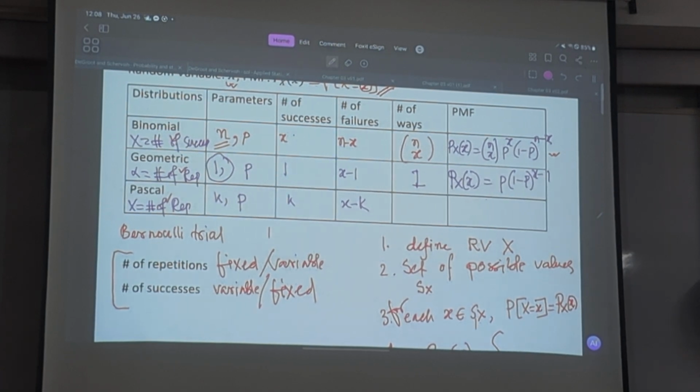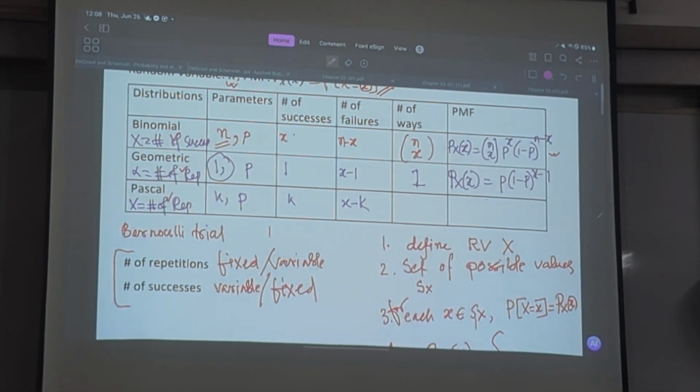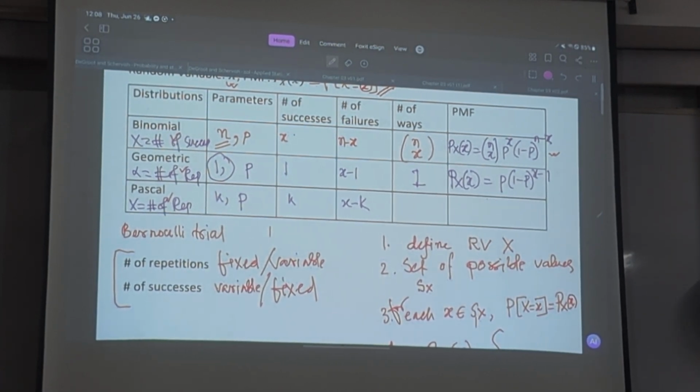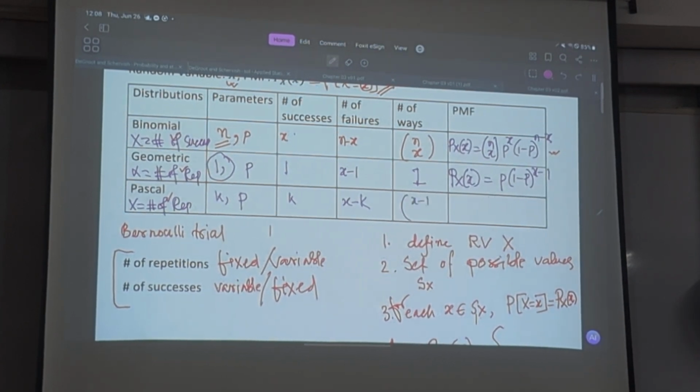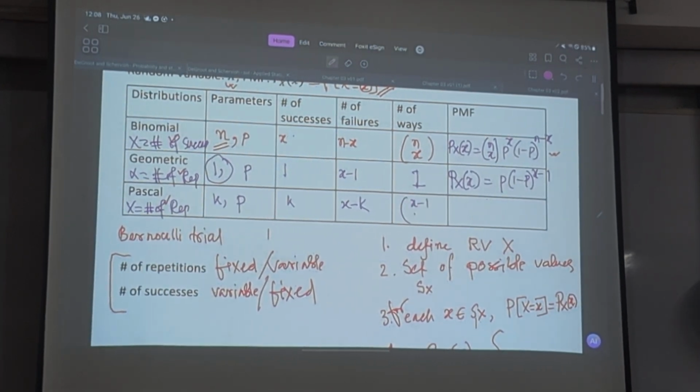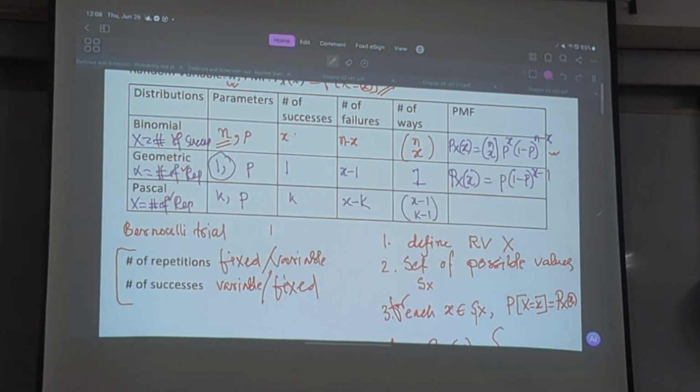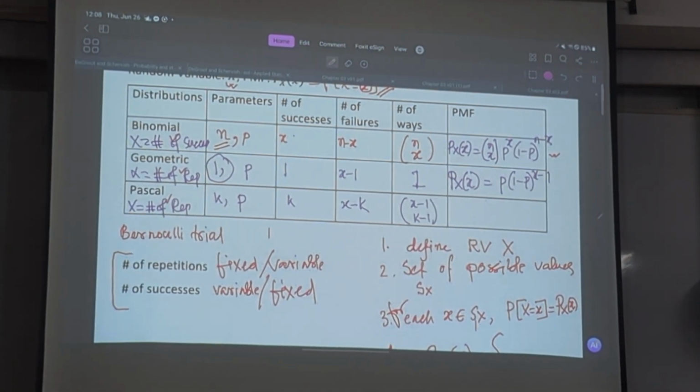How many ways can that occur? Just for now, later on I will show you. It will be x minus 1, and I think I showed you that for you. Here's the one.